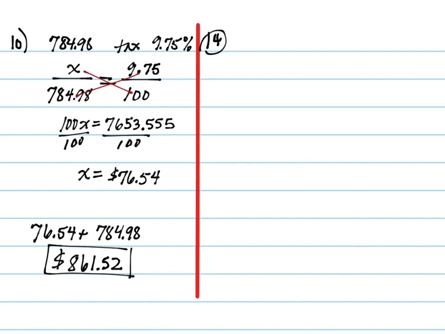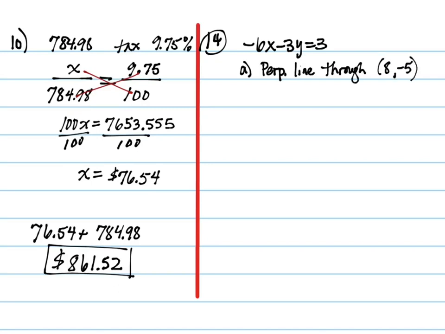14 wants us to consider the line negative 6x minus 3y equals 3. And the first question on part A wants us to find a perpendicular line through 8, negative 5. All right, so what do you remember about perpendicular lines? What's important to remember?